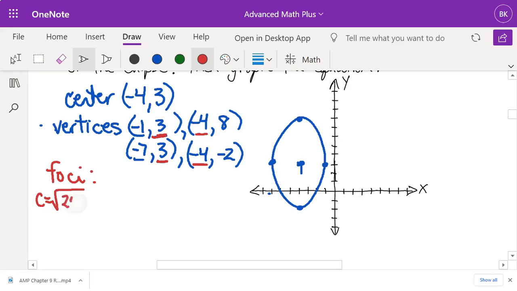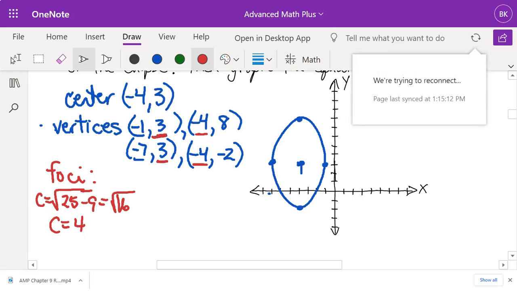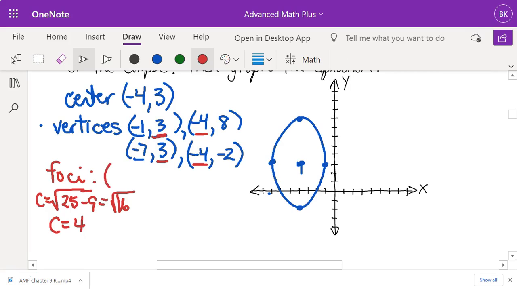So 25 minus 9, which is 4. I add and subtract 4 to which part of the center? Not the x. Why is it not the x? Because it's vertical. Look at your ellipse. It's vertical, okay? So for my foci, I'm not going to mess with the x. It's going to stay negative 4, but what am I going to do to that 3? Add and subtract what? 4.